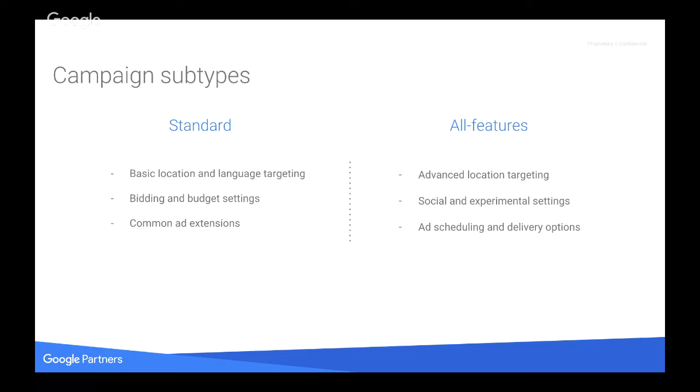Now, if you choose the advanced subtype, that is where you will tend to see advanced language and location targeting. You will also tend to see advanced bidding options and also ad scheduling and delivery options, which essentially allows you to play around a lot more with your ads.